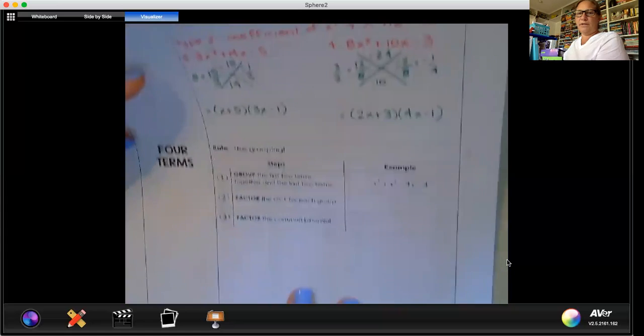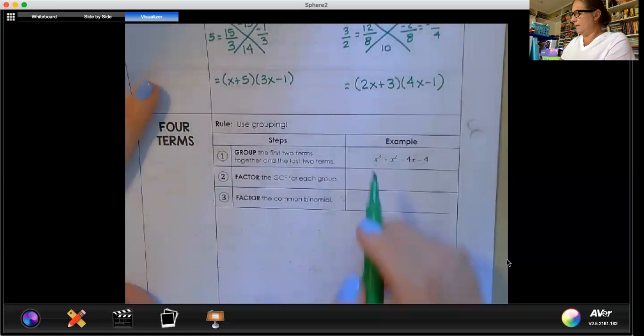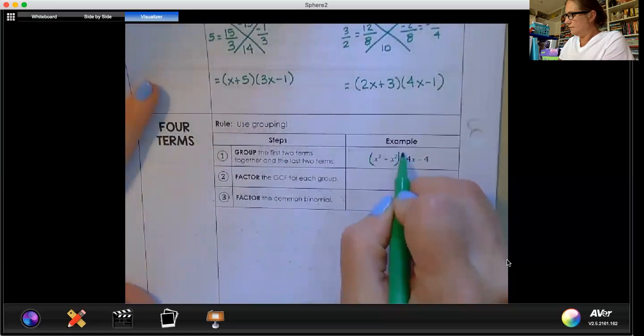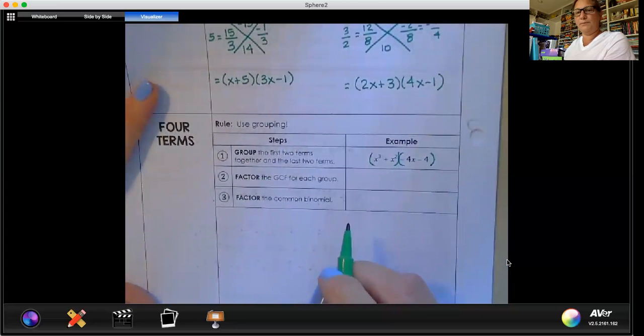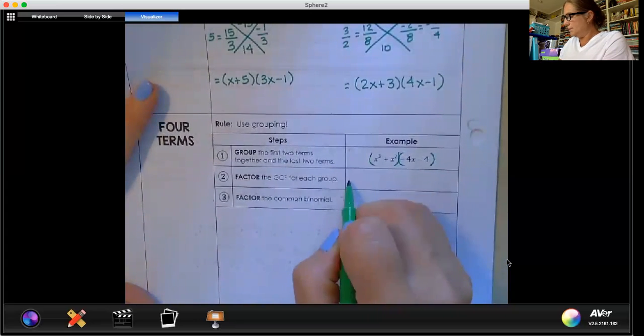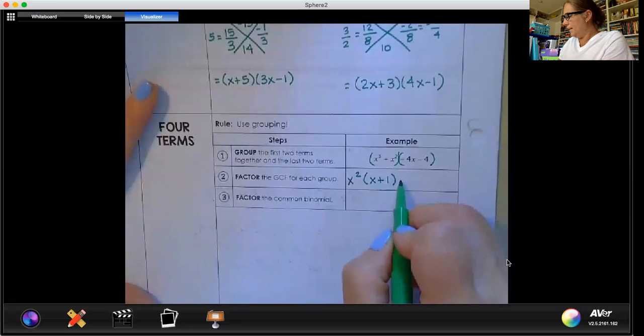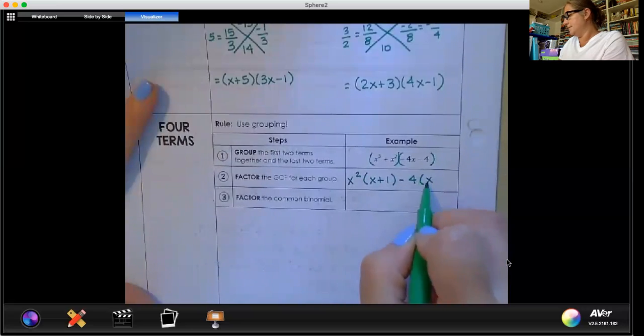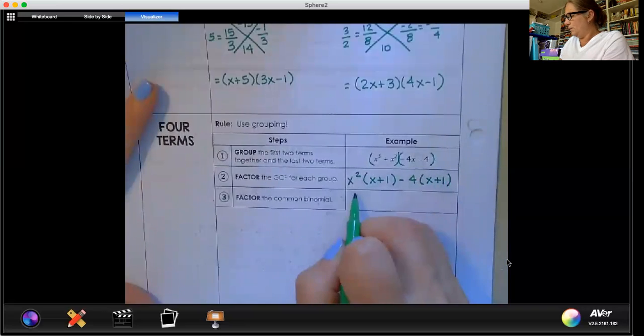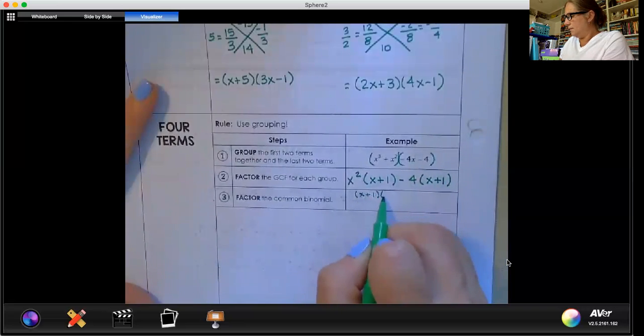For four terms, we're going to use grouping. Group the first two together and the last two together. Because the third term is negative, the parentheses touch each other. GCF out of the first and GCF out of the last. What do they have in common and what's left?